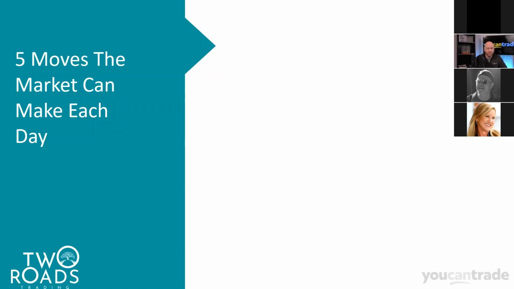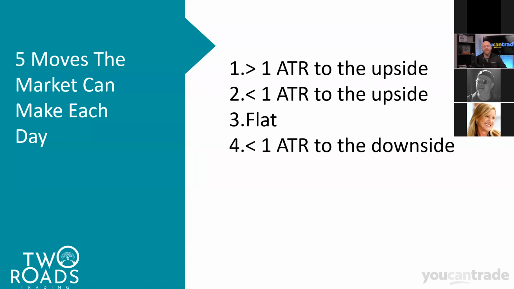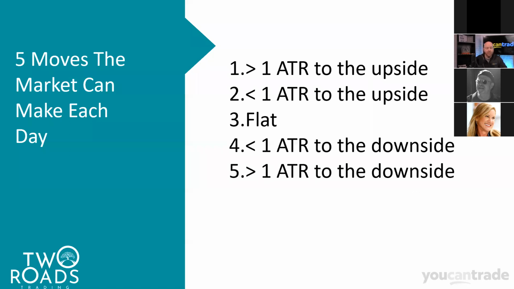And so again, this is where we look at ATR. We can have a greater than one ATR move to the upside, or a less than one ATR move to the upside. We can stay flat. Very few times does the market, or any individual equity, close exactly where it opened, but it does happen, right? And then of course, we can have a less than one ATR move to the downside, or a greater than one ATR move to the downside. These are based on average true range, and this will make a little more sense when we get into the charts.